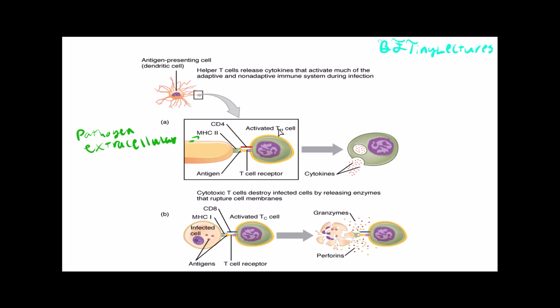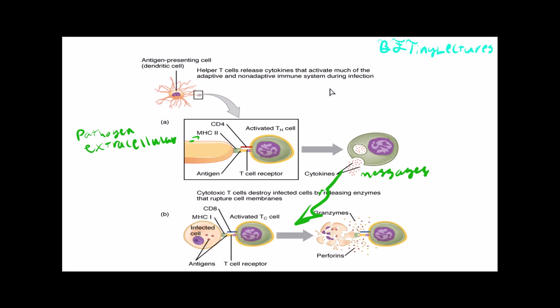Now the T helper cells are going to be reading the name tag, the antigen, on the MHC2 complex, and the T helper cells are going to release cytokines. These cytokines are going to be messages that talk to other immune cells. For instance, these cytokines can talk to CD8 cells or cytotoxic cells. They can also talk to B cells or macrophages or whatever immune cells they want to. They can increase the immune response, they can even decrease the immune response.